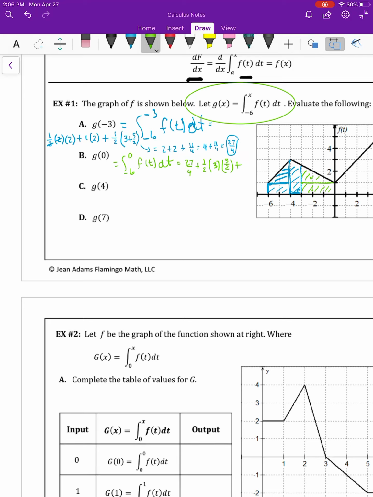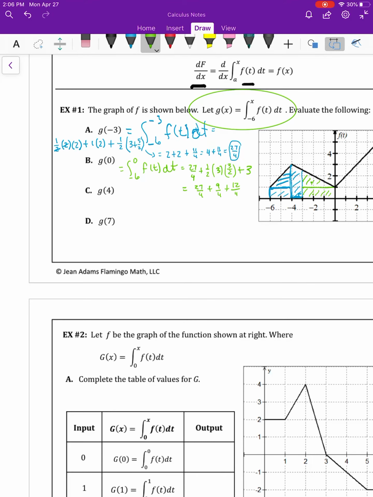And then plus, I've got a 1 by 3, so I'm just going to put 3. So I've got 27/4 plus 9/4, and then I might as well write my 3 as 12/4. And so that's going to give me 48/4, which is 12. So my g of 0 is 12.